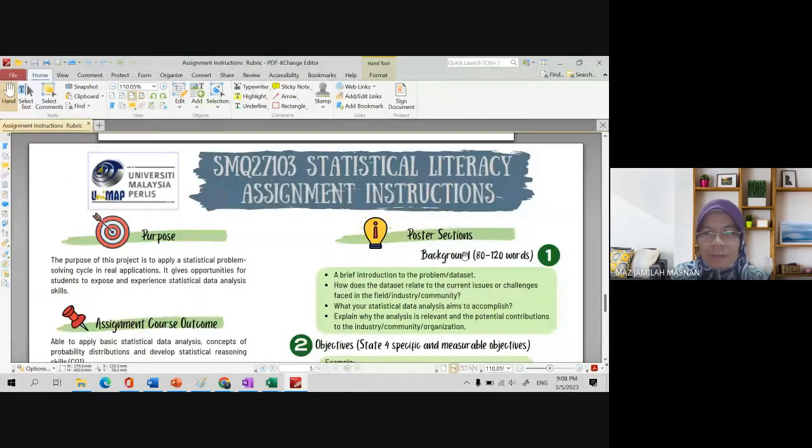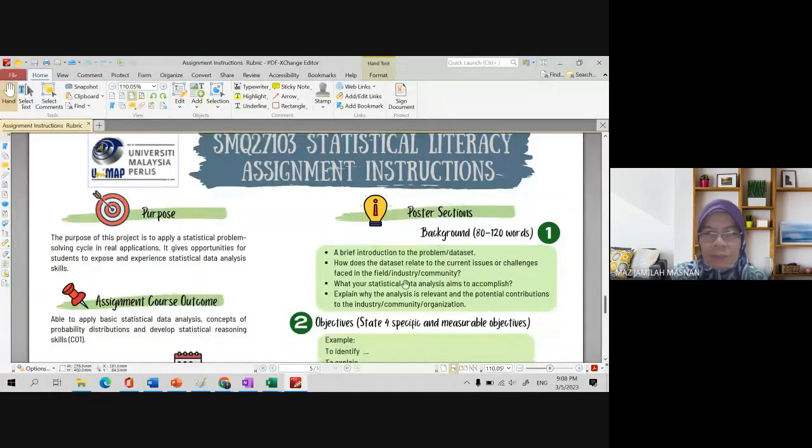You have the background, 80 to 120 words. So you have 4 things to be described. Okay, for example, a brief introduction to the problem. You may introduce using 1 sentence if it is good enough, or you can have 2 sentences if you want to explain the brief introduction to the problem. How does the data set relate to the current issue or challenges faced in the field or industry or community, based on your data set.